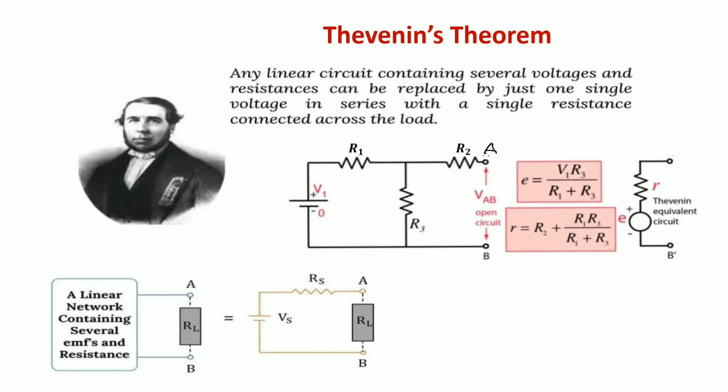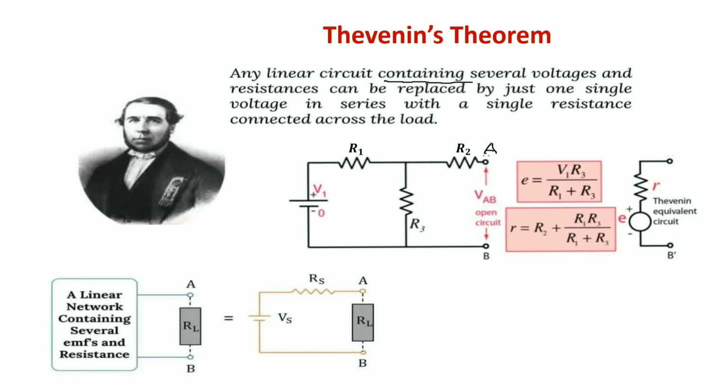So friends, you see that here R1, R2, V1, and VAB is an open circuit. It is converted into a Thevenin equivalent circuit. You see R_TH is the Thevenin or equivalent resistance of the network, and here small e is the Thevenin open circuit voltage. Voltage small e is V1 R1 divided by R1 plus R2.